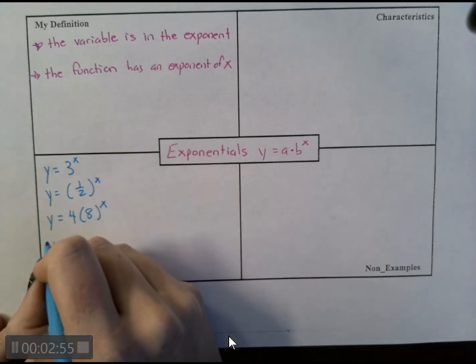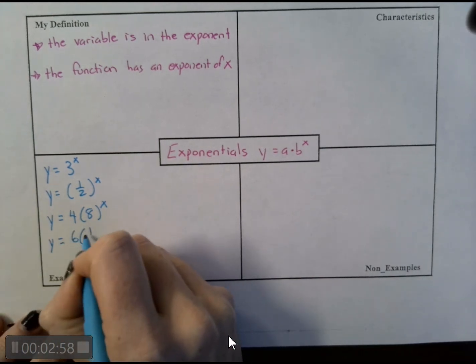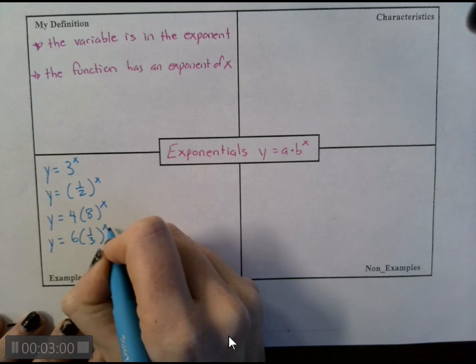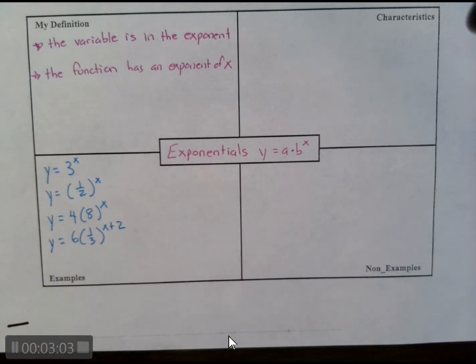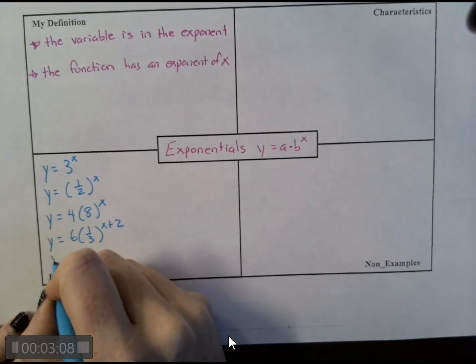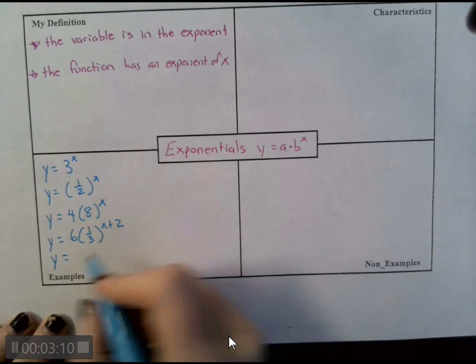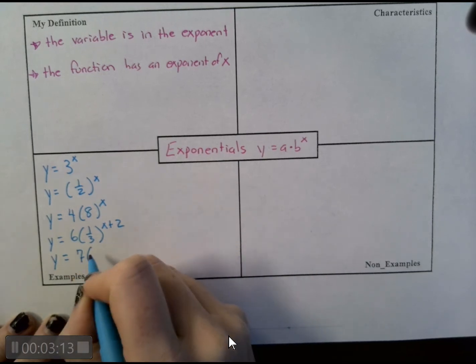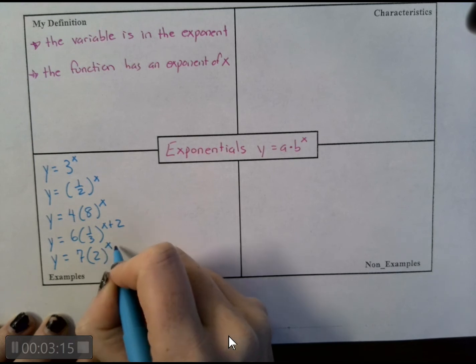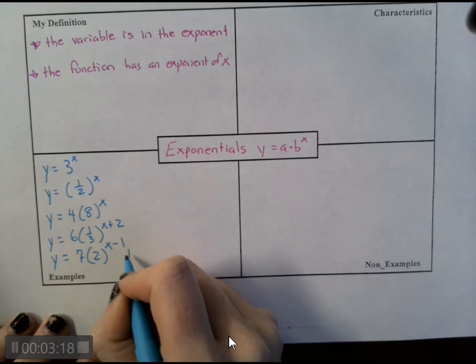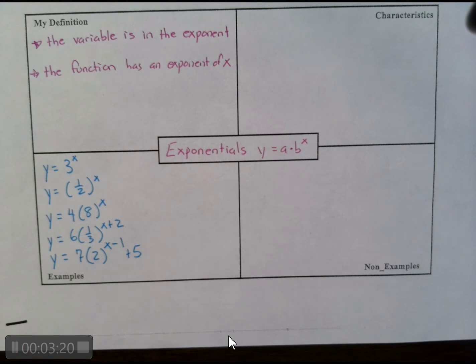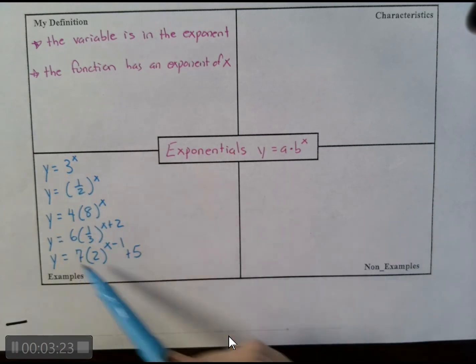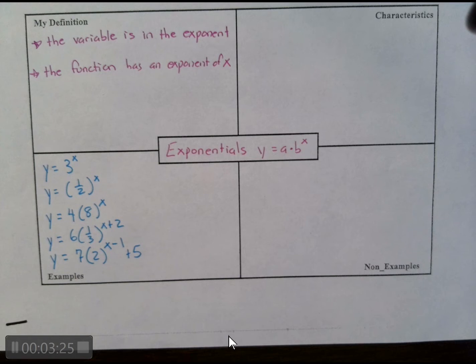Let's see, another example could be y equals 6 times 1/3 to the x plus 2. That's entirely possible, and we're going to see one of those. And we can also see y equals 7 to the x minus 1, and then plus 5. We could see one of those. So all of these are all exponential functions. Okay? All right, so then what's a non-example of an exponential function?